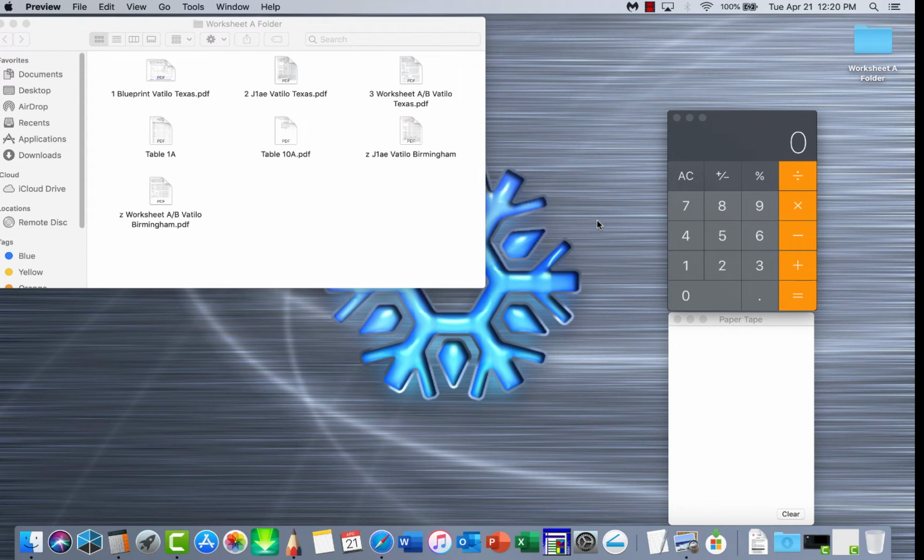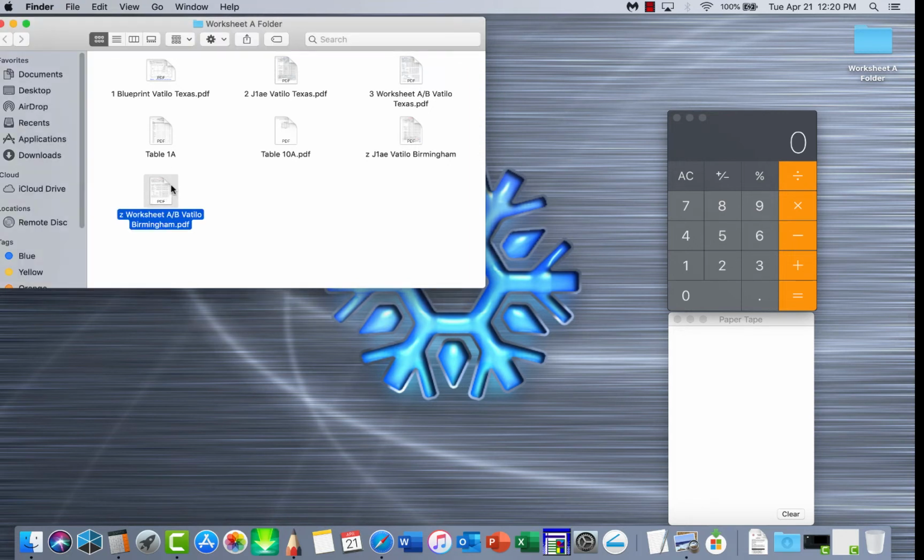Hello, this is Worksheet A for the Vatilo House located in Birmingham, Alabama. There are a few things you'll need for this calculation. I have the original blueprint, the original J1AE, and the original worksheet. I also have Table 1A, Table 10A, and the Vatilo House that I'm going to have located in Birmingham, Alabama, J1AE, and Worksheet A. So let's just get started with Worksheet A.